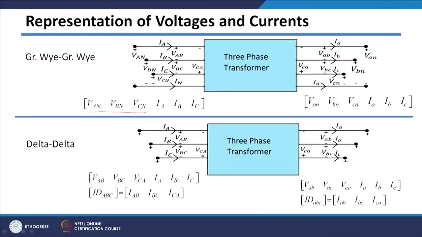So, before going to actual modeling of these three phase distribution transformers, which have various types of connection, that is Y-Y connection or delta-Y connection or delta-delta connection, let us see the representation of different voltages and currents. In case of grounded Y connection, we write line to neutral voltages, which will be represented by this one. Sometimes if it is grounded neutral, we can write VAG also.